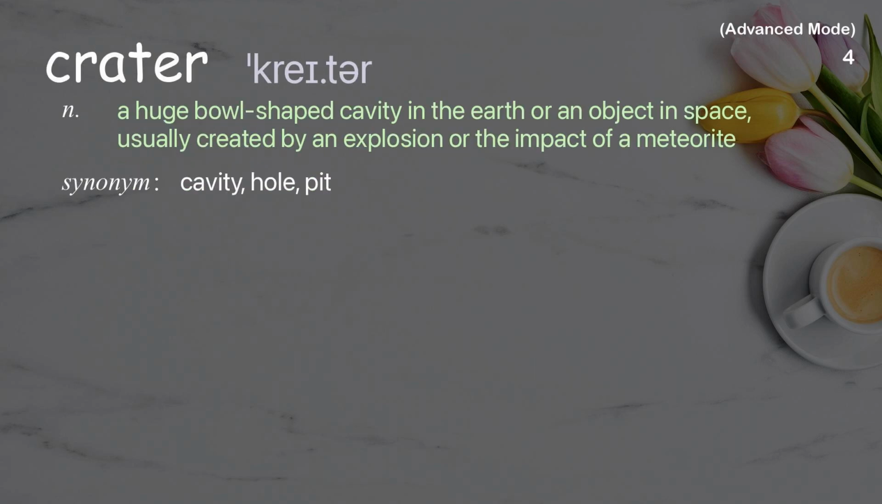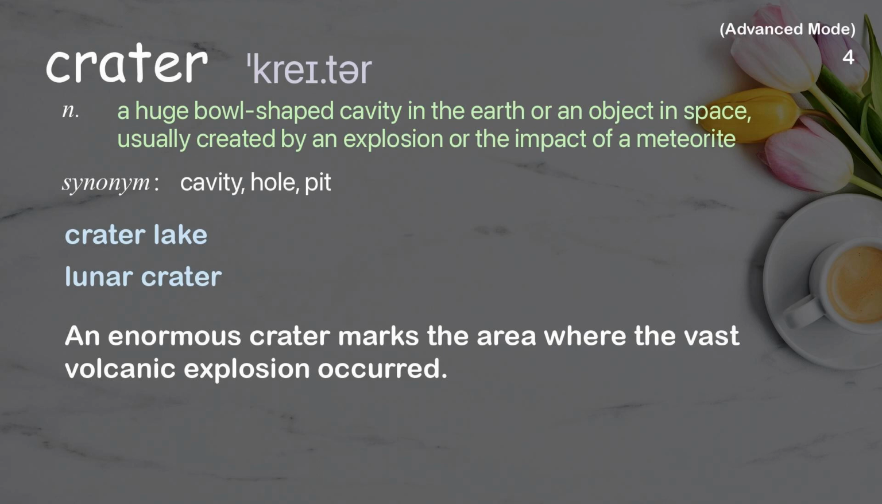Crater. A huge bowl-shaped cavity in the earth or an object in space, usually created by an explosion or the impact of a meteorite. Examples: Crater lake. Lunar crater. An enormous crater marks the area where the vast volcanic explosion occurred.